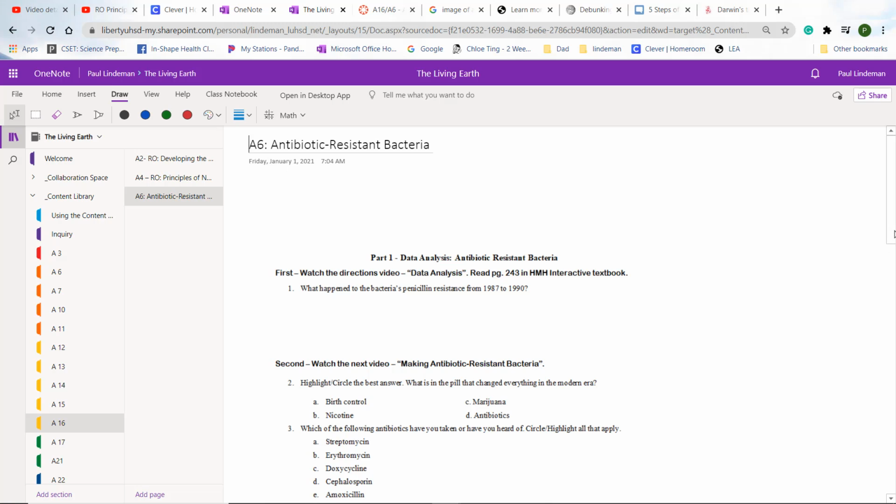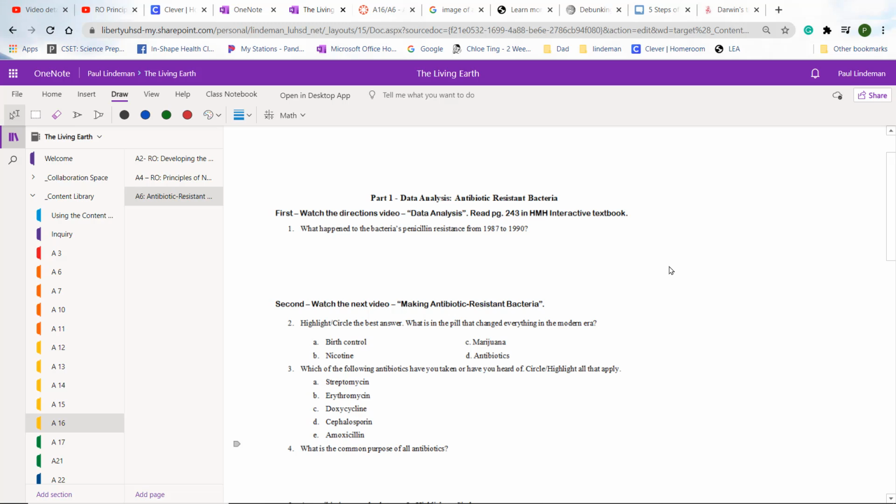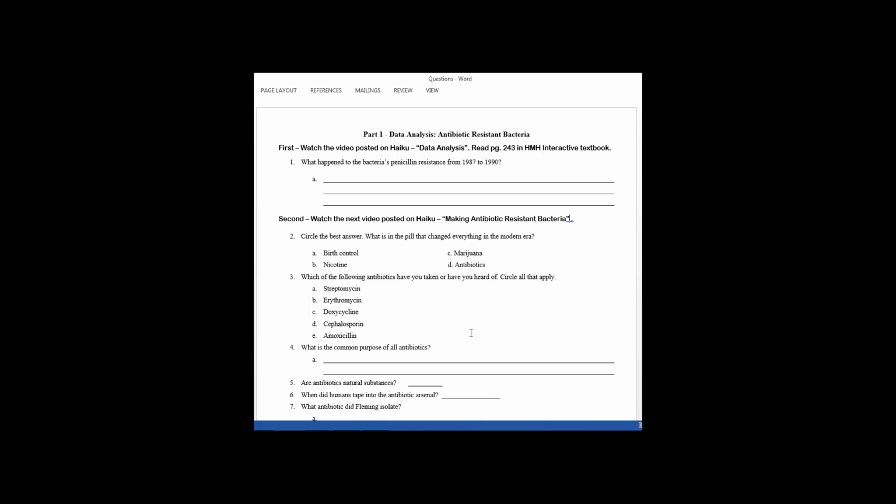And so the first thing is, in this video, we are going to look at this question here, which is on page 243 in your HMH interactive book. So we'll look at that question and answer it here. And again, how you answer it is you click on your draw function, you click on your text tab, boom, the text box will open. And you'll be able to drag that down and be able to answer the question. So let's get started.